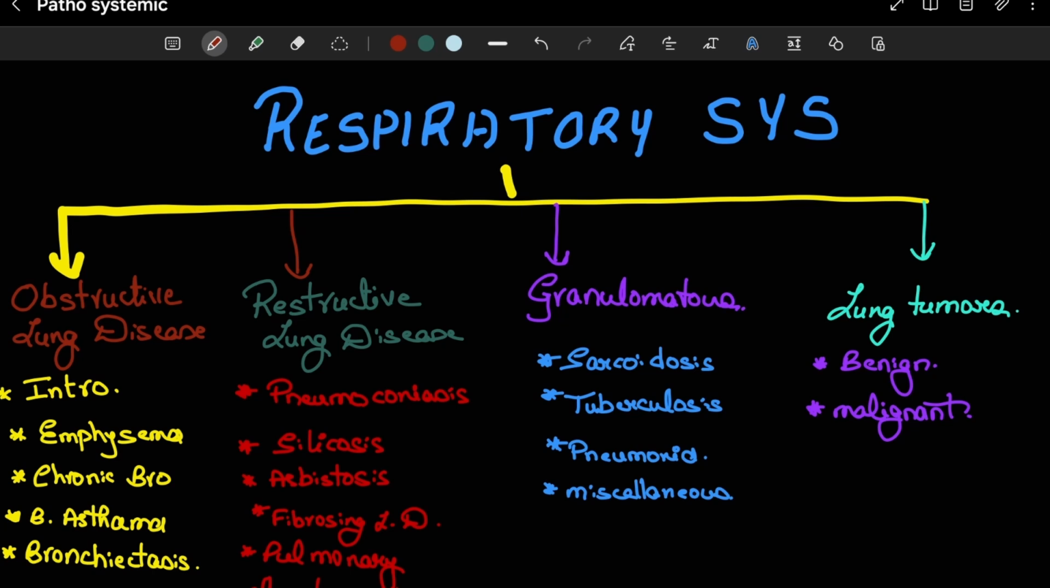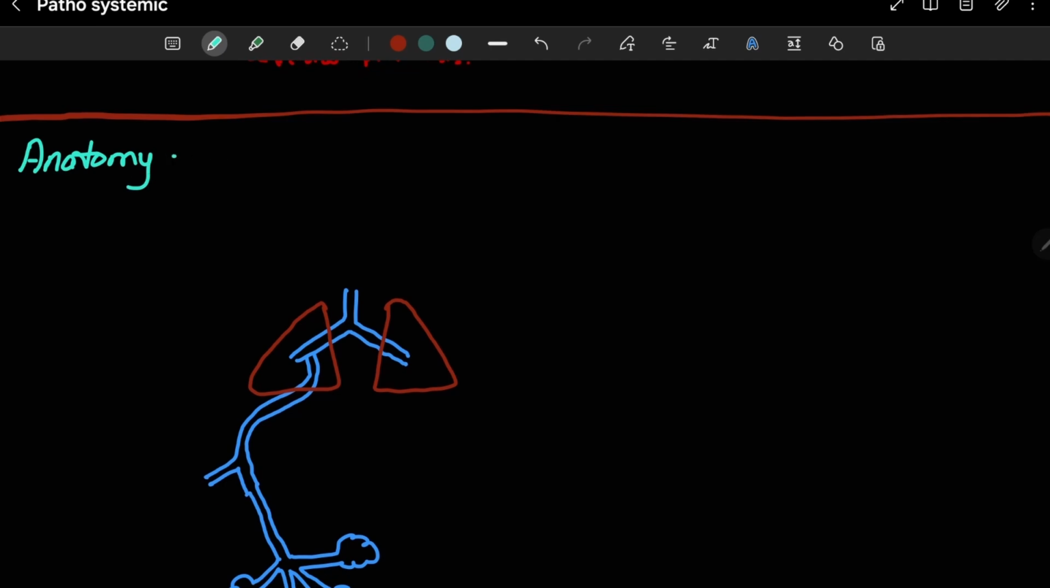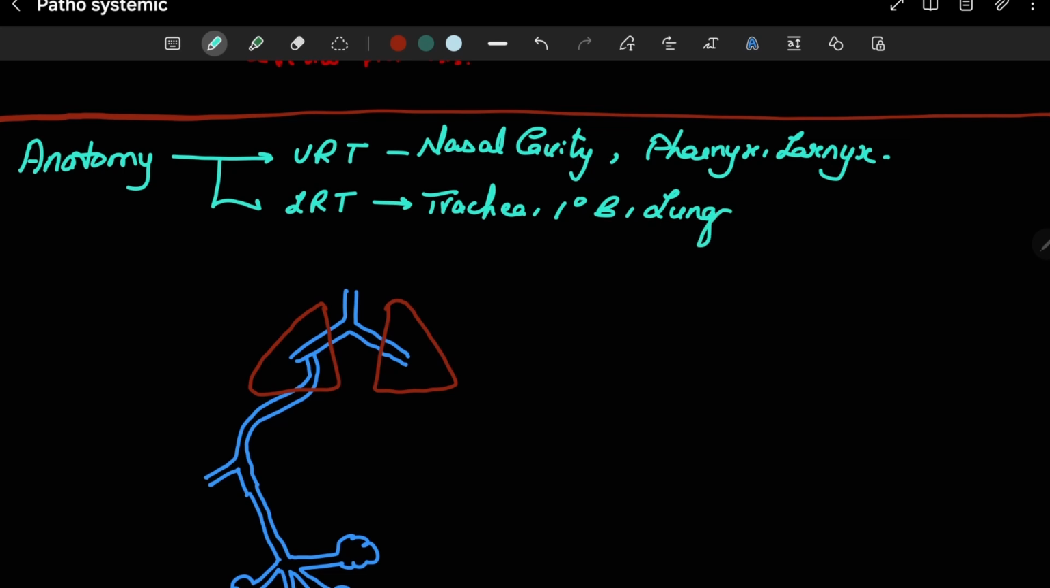Okay, and today we are going to discuss the introduction of the respiratory system. So let's start the class. In the anatomy of the respiratory system, we have 2 components. First one is upper respiratory tract and the second one is lower respiratory tract. In the upper respiratory tract, we have nasal cavity, pharynx and larynx. Whereas in the lower respiratory tract, we are having trachea, primary bronchi and lungs.